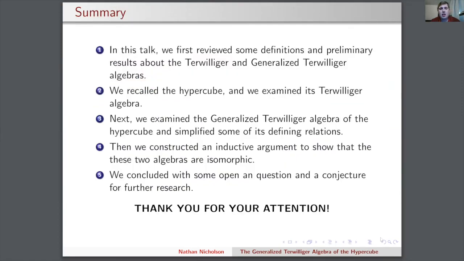All right, so in summary, just to wrap it all up, we reviewed some of the definitions and preliminary results about these algebras. We recalled the hypercube. We examined its T algebra. We next looked at the generalized T algebra of the hypercube, and we looked at an alternate presentation. We constructed an inductive argument to show that the two algebras are isomorphic. And then, we ended with an open question and a conjecture for possible further research.